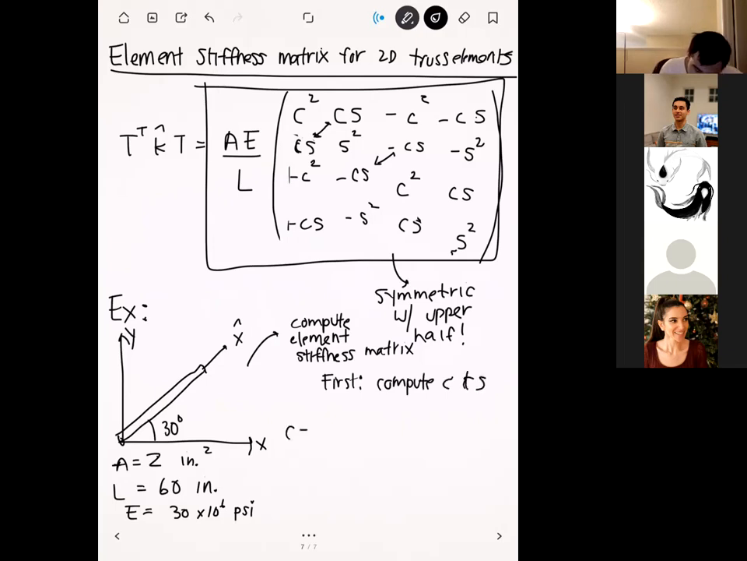C, remember, is going to be cosine of the angle. So we're going to do cosine of 30, which is root 3 over 2. And then S is just sine of 30, which is 1/2. Now that we have C and S and we have A, L, and E, we're just going to plug everything into this matrix right here, and we're going to get our 4x4 system. Any questions on that before we start plugging and chugging?